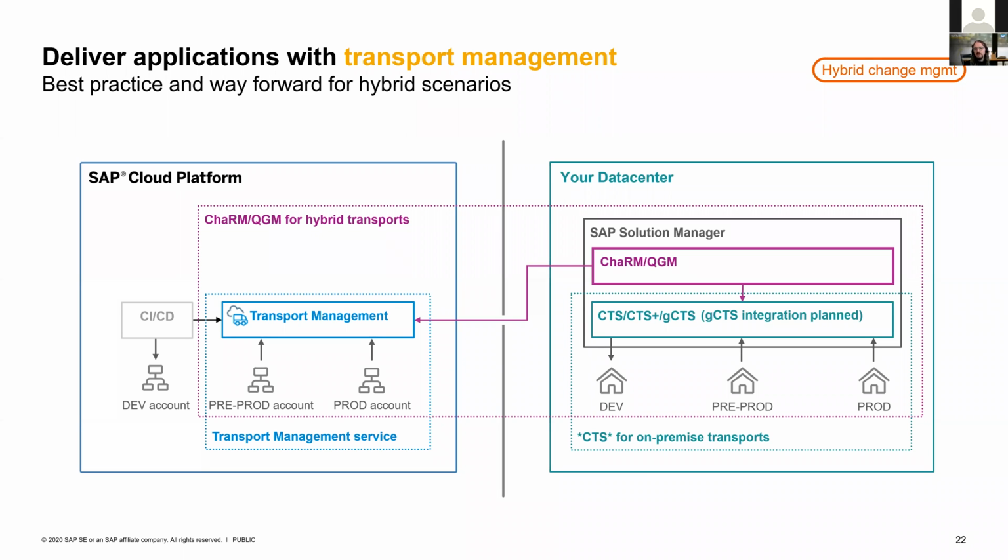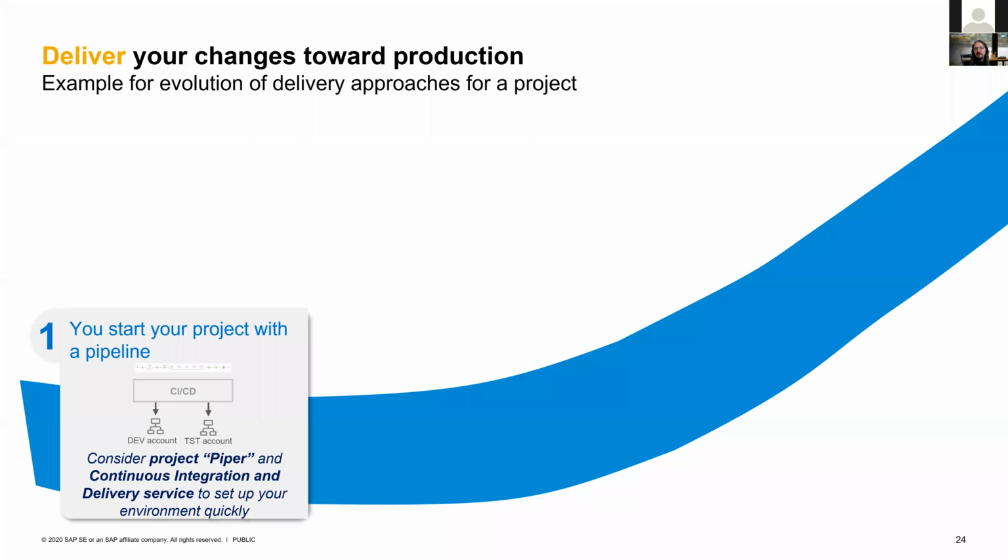And also, of course, CTS is already being integrated, with one exception for the Git-enabled change and transport system. Here, the colleagues are still working on integration that is planned to come up next year, but I'm pretty sure my colleague Karin will outline that in more detail in her session end of November. But the good thing is you really have those options in place today for transport management and the cloud artifacts here. And that also allows some kind of stepwise approach.